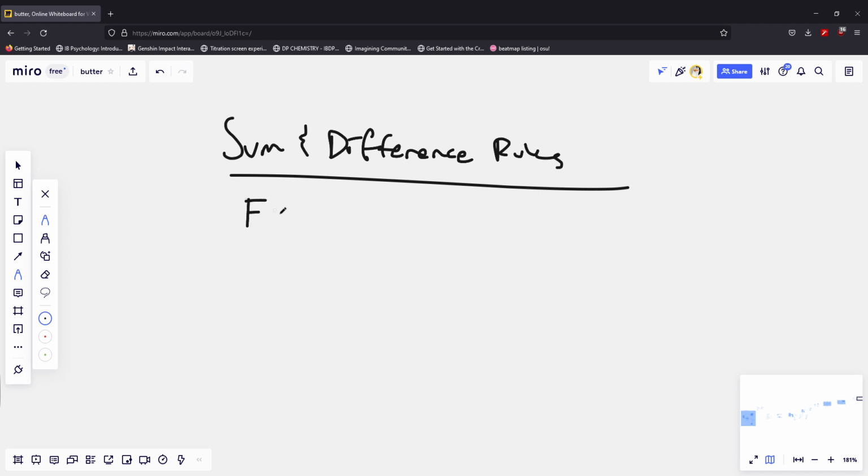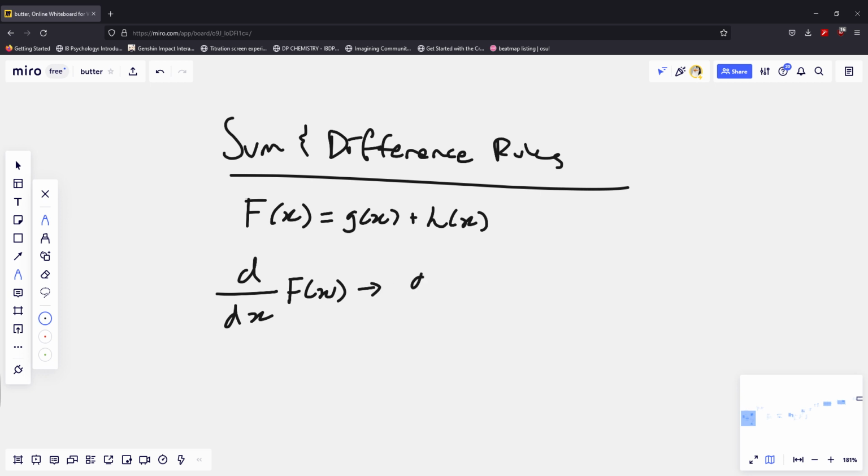Okay, we don't know what g of x or h of x is, but we'll just keep it like this. If I ask you for the derivative of F of x, this is the same thing as asking, okay, what's the derivative of g of x plus h of x?